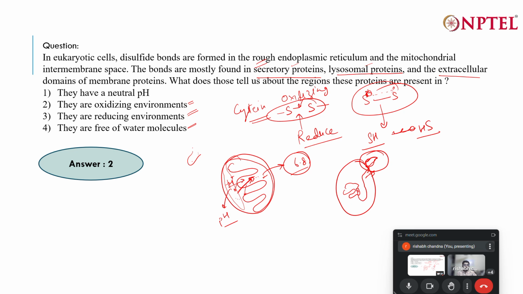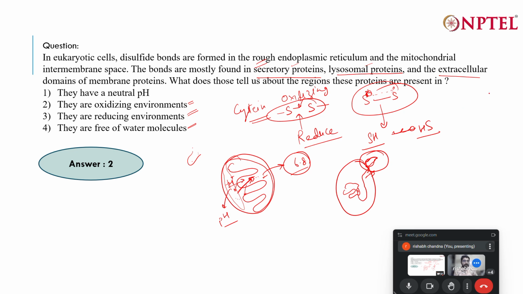Can you explain with an example, like a mast cell or any other secretory protein or lysosome? Okay, so let's take an example.